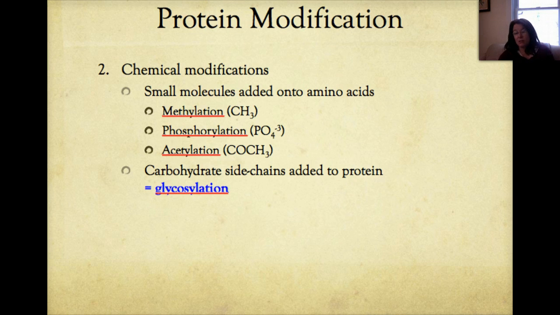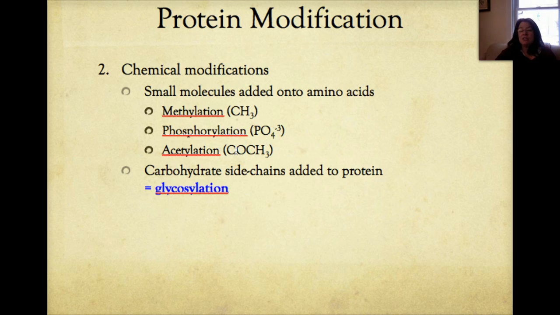We've talked about this a little bit before in past lectures. This is a process called glycosylation. Remember, when you see that term glyco, that's usually referring to carbohydrate. So sometimes we're going to see a carbohydrate side chain added onto a protein, and that will turn it into a glycoprotein. For our small molecules, we're primarily talking about methyl groups, CH3, phosphate groups, PO4, and acetyl groups, COCH3.